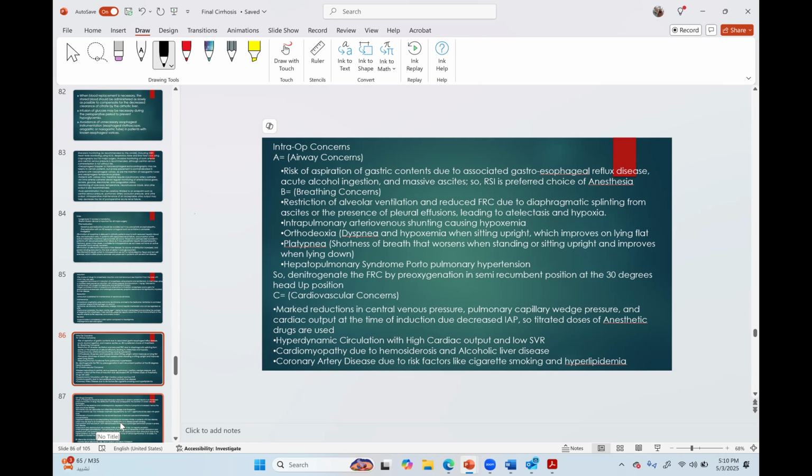Yes, sir. Okay. So then we think about induction. Among the induction agents, if the patient is hemodynamically unstable, then you can consider ketamine or etomidate. Otherwise, you can use titrated doses of propofol. Modified rapid sequence induction will be better. Rapid sequence induction is indicated, but again, because of free drug availability there may be cardiovascular instability, so it's better to have arterial blood pressure monitoring.